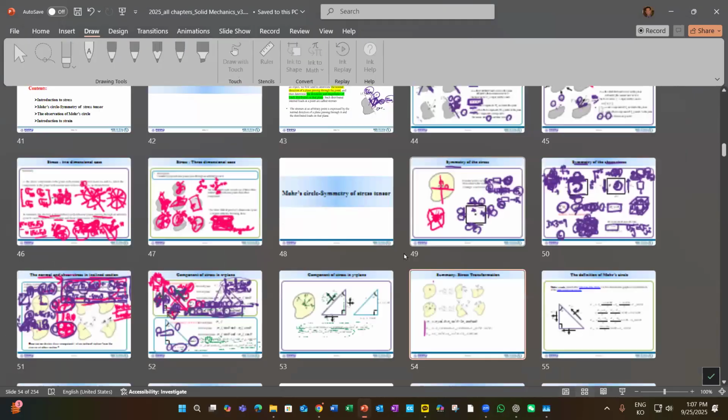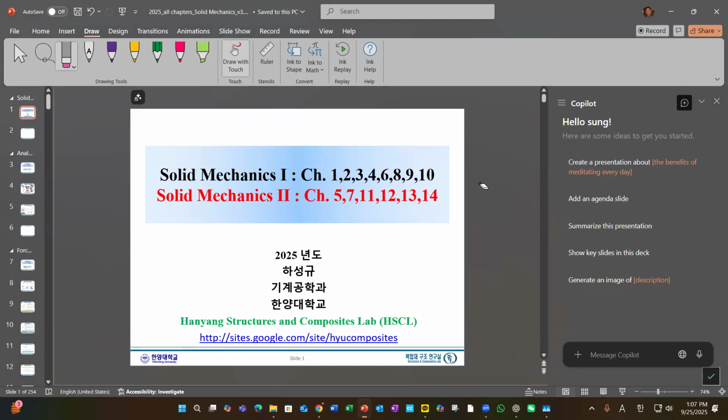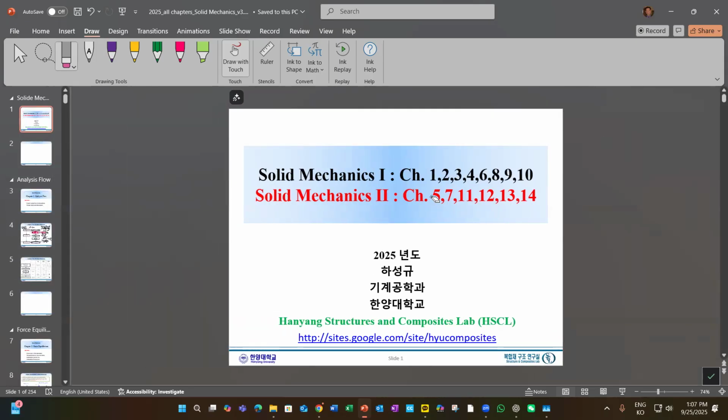I'd like to remind you of the chapters we are planning to learn in this class. Solid mechanics has two divisions, mechanics 1 and 2, and we are in solid mechanics 2. So we are studying chapter 5, followed by 7, 11, and so on. We are still in chapter 5, and the next one will be chapter 7.